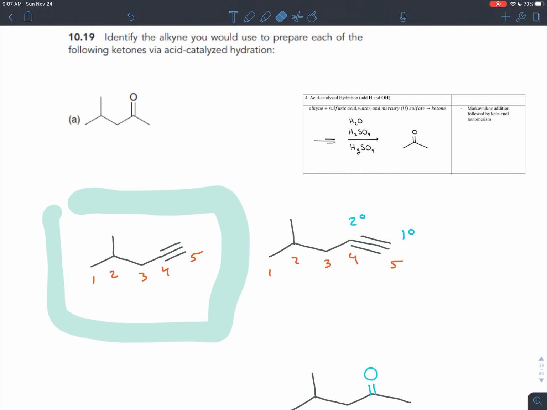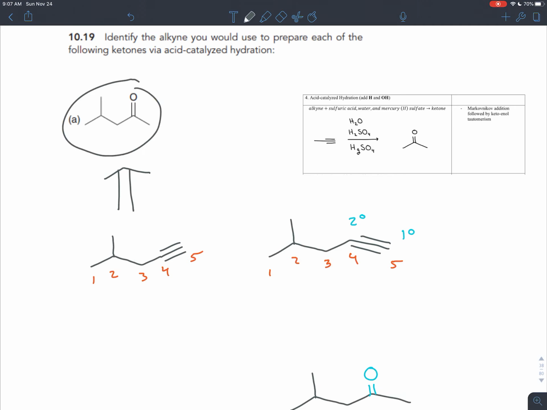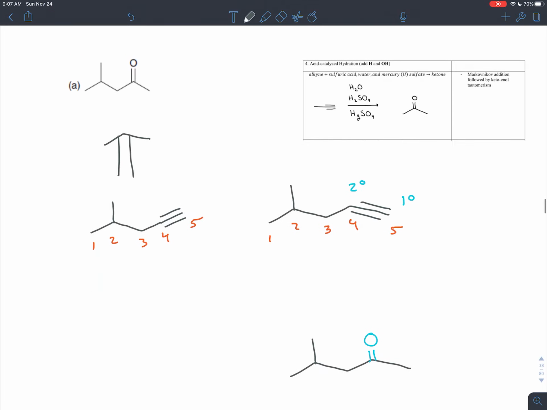Now, there's an arrow called a retrosynthetic arrow, and it has sort of two lines and just one weird long head like that. And what that means is if I had this molecule, I could make this. So it's sort of like thinking backwards.